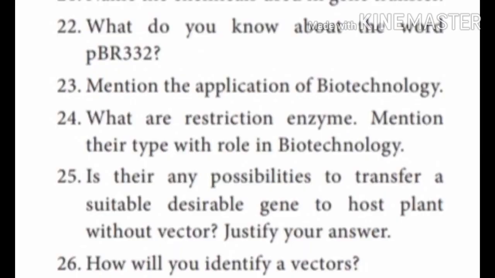Number 25. Is there any possibility to transfer a suitable desired gene to a host plant without a vector? Can gene transfer be done without a vector? First you have to say yes or no. If you say yes, then you have to justify your answer. If you say no, you have to justify the answer. That is what they are asking there. First say yes or no, and then you have to write the answer. Where is the answer for this?